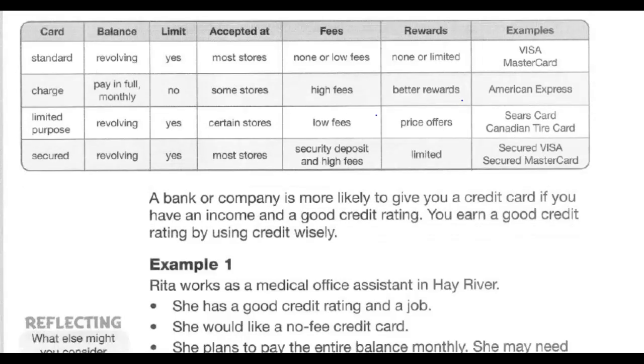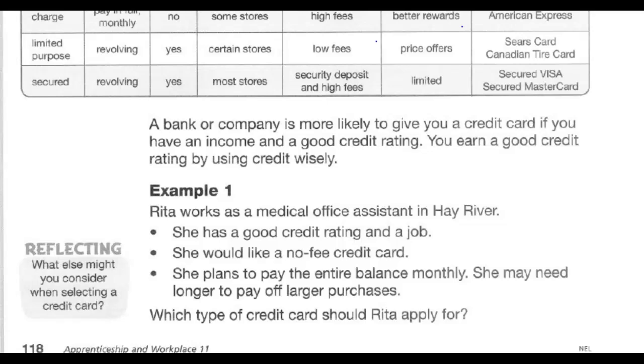Okay, so here it says a bank or company is more likely to give you a credit card if you have an income and a good credit rating. You earn a good credit rating by using credit wisely. So once you graduate and you get a job and you have a regular paycheck coming in, maybe you move out, you can gain credit rating by just paying your electricity bill on time.